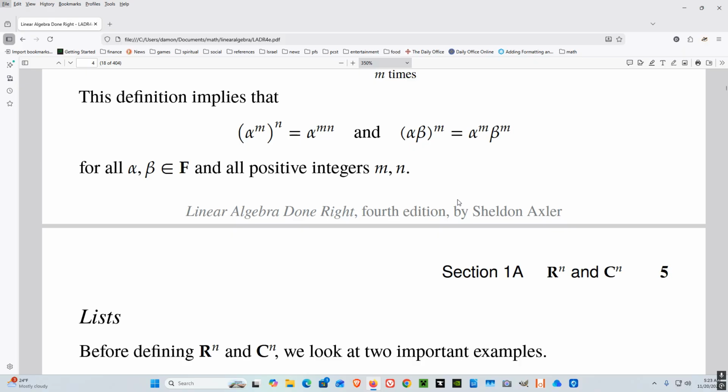This is actually nothing new, except you're thinking of alpha and beta as being in a field F, which in this case includes the complex numbers and the real numbers, but actually includes a lot of other things if he just uses the properties of fields. All right, for all alpha and beta in F and all positive integers m and n.